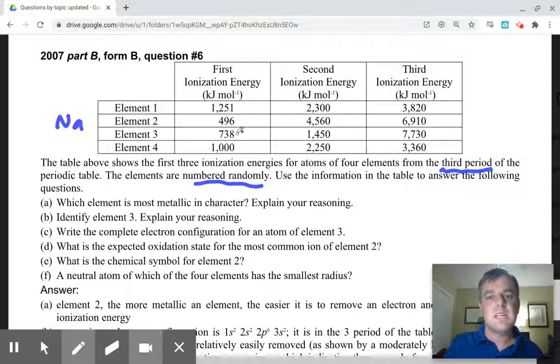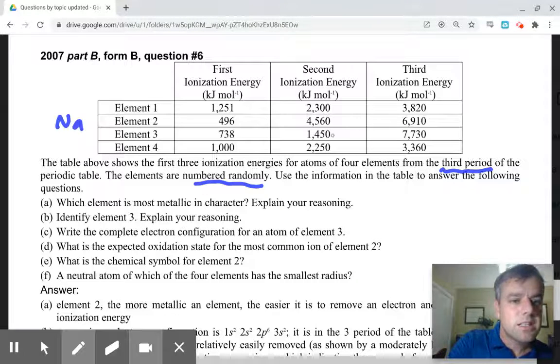For element 3, it takes 738 kilojoules for the first electron, 1450 for the second electron, and then 7,730. That's a huge jump for the third one. So this element, element 3, has two valence electrons. So the element in period 3 with two valence electrons is magnesium.